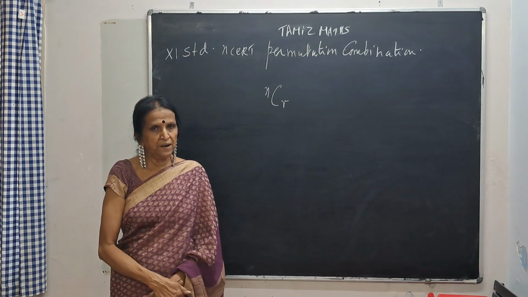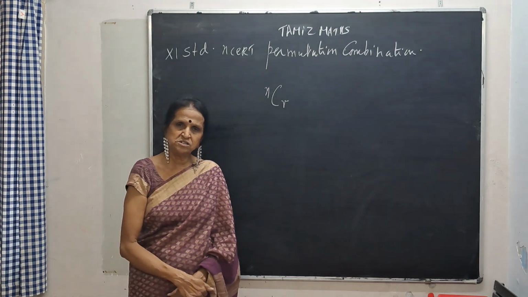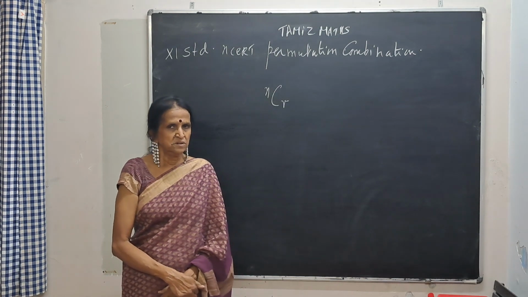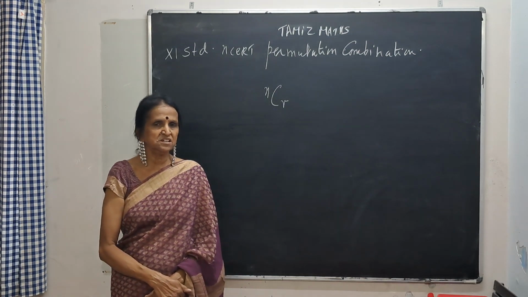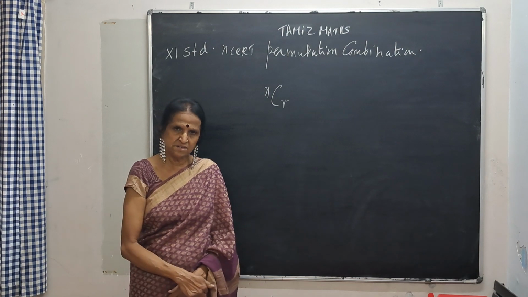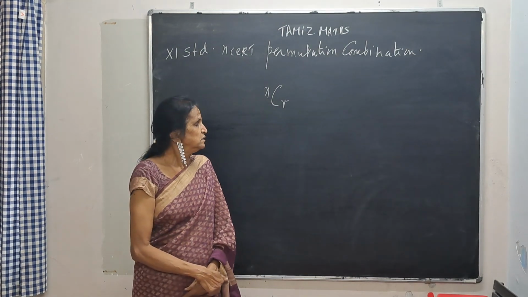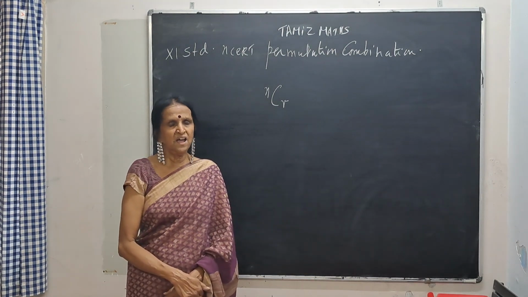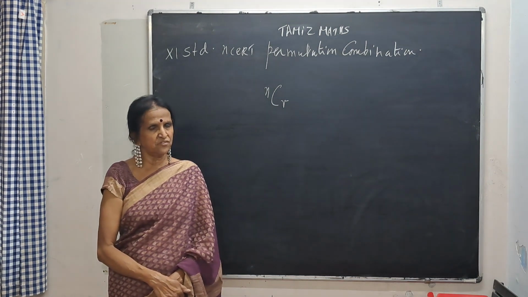I buy an apple, I buy an orange. I buy an orange, I buy an apple. It's same. So when I interchange and talk, it doesn't give you different cases. It's the same case. That is a combination. This nCr, there are n different things and I choose r from that.